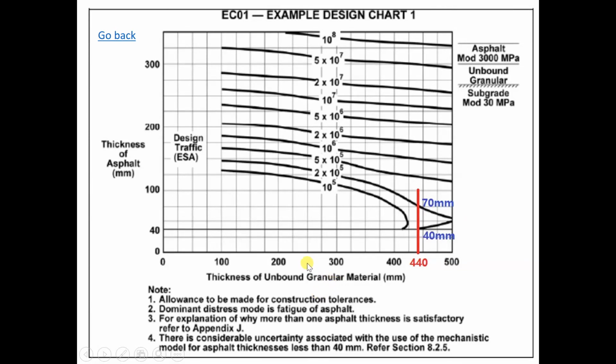So let's say you just have a granular material against the thickness of asphalt. You choose, for example, a granular thickness of 200 and an asphalt thickness of 200. Roughly, it could withstand the design loading, this is ESA. 200 mm of asphalt and 200 mm of unbound material could withstand about 2 times 10 to the power 6 ESA.